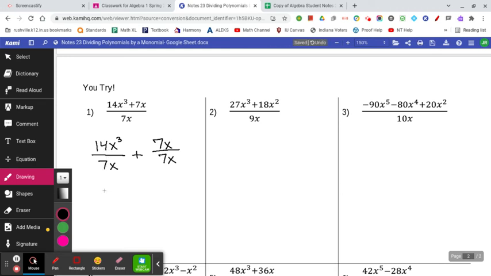14 divided by 7 is 2. X to the third divided by x to the first, larger exponent in the numerator, 3 minus 1 is going to give me x to the second power. My second fraction, 7 divided by 7, is a 1. X divided by x is just going to cancel out. So my final answer should be 2x squared plus 1.